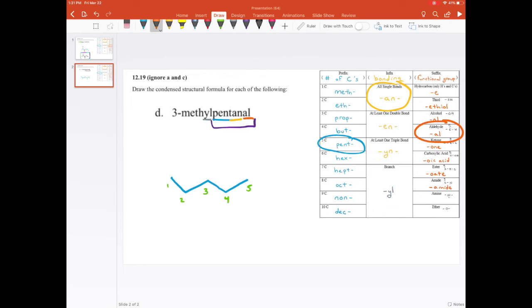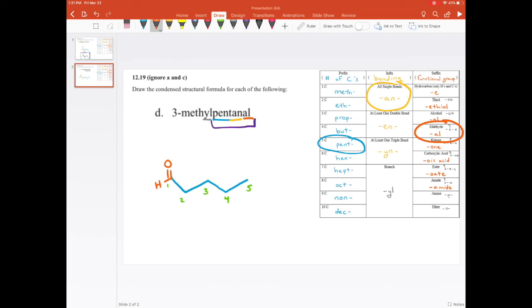AL is the suffix for an aldehyde, and that means we're going to have a carbon double bonded to oxygen with a hydrogen. But where do we have it? There is no number that's given in front here. And the reason no number is given is because the aldehyde always occurs at carbon number 1. Now if you had numbered it the opposite way, you would put it on the carbon number 1. It would give you the same answer either way. So here, we're going to put that double bond to oxygen, single bond to hydrogen. There's our aldehyde on carbon number 1.